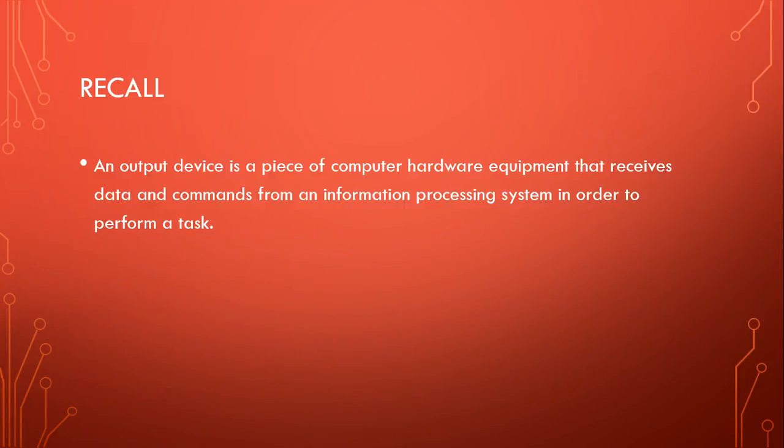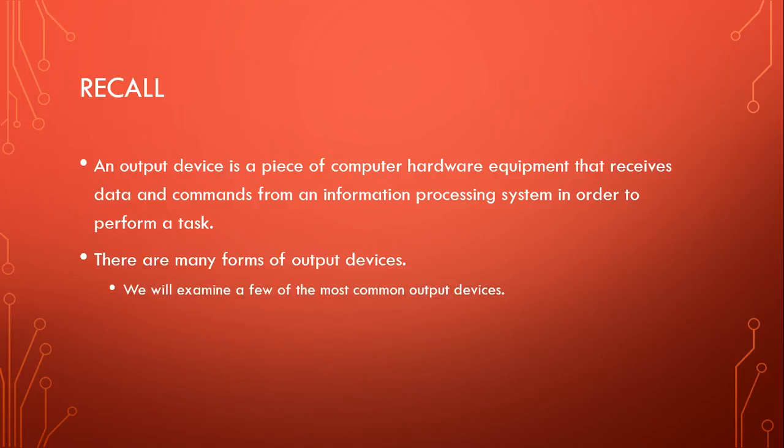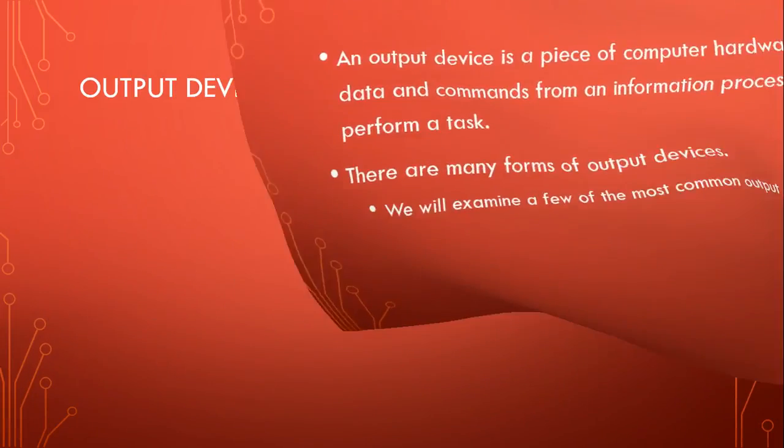So just a quick recall. An output device is a piece of computer hardware that receives data and commands from an information processing system in order to perform a task. We've also defined this in the past as a device that will print or display information back to the user. Now, there are many forms of output devices, and we're going to just examine a few quick common ones here in the next few slides.